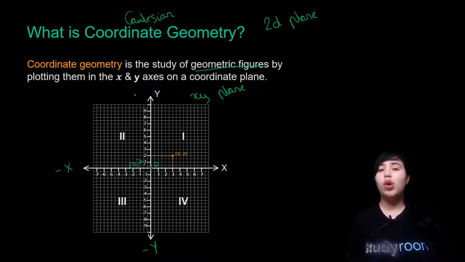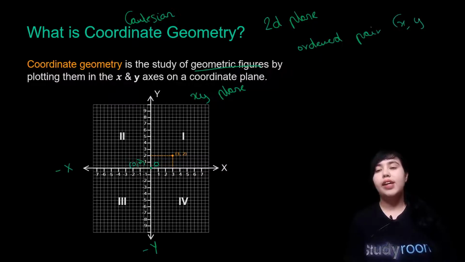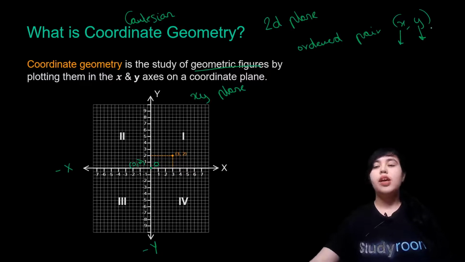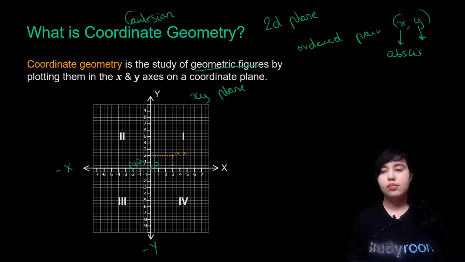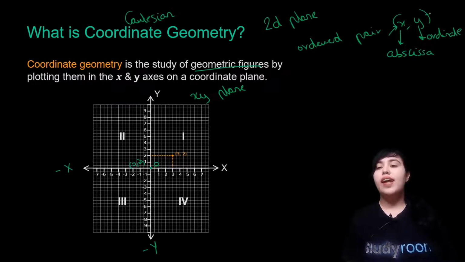So any point in coordinate geometry is in the form of an ordered pair. An ordered pair looks like x, y. So this is your x coordinate and this is your y coordinate. Further, this x coordinate is also called your abscissa, and your y coordinate is also called the ordinate. With this x value and this y value, we can locate any position, any point on this xy plane.